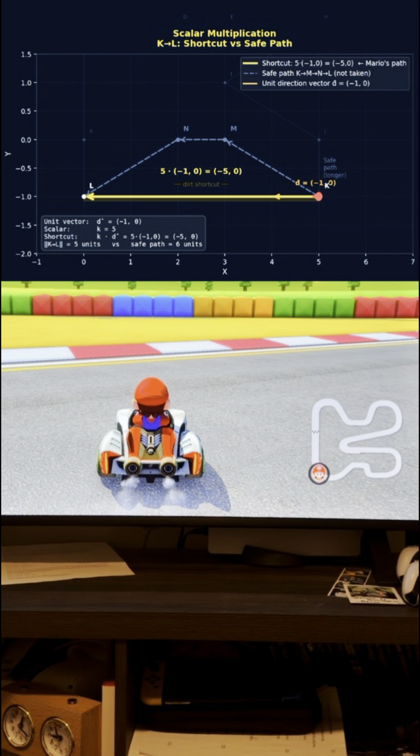Now, Mario doesn't realize it in the moment, he's too busy winning, but he just did scalar multiplication. In the direction Mario is going, the unit vector is -1, 0, just the length of 1. If you multiply that by the scalar k equals 5, you get 5 times -1, 0, which gives you an answer of -5, 0. And that's the full vector Mario took by doing the shortcut with the mushroom.